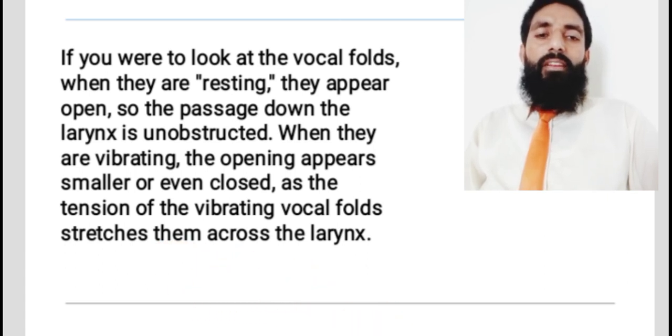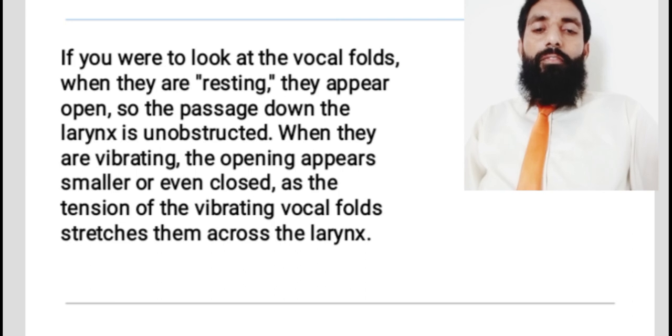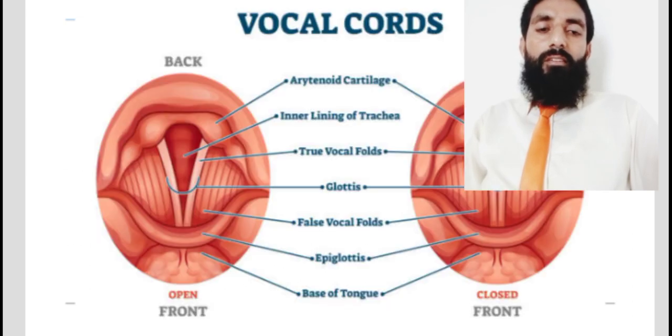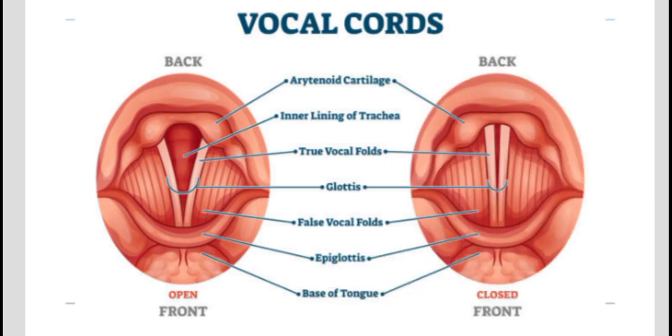Here we can have an example with the diagram, and you will be able to understand what I have written in my slide number 40. So let's discuss. This is basically the basic structure of the vocal cords. When the vocal cords are at rest, when they are not speaking, when there is no air passing through them to utter anything, they seem to be open.